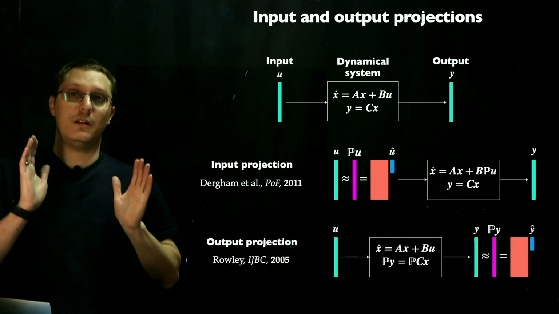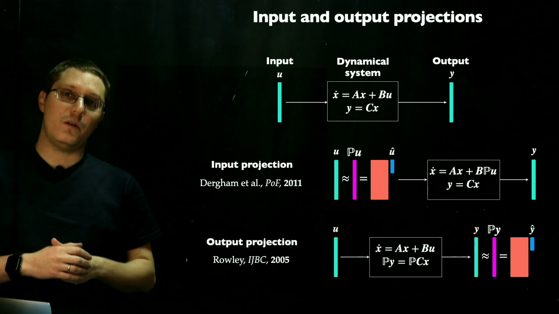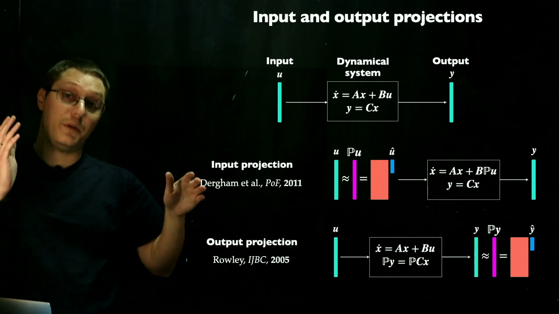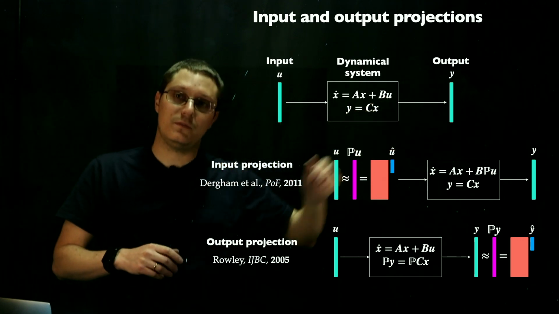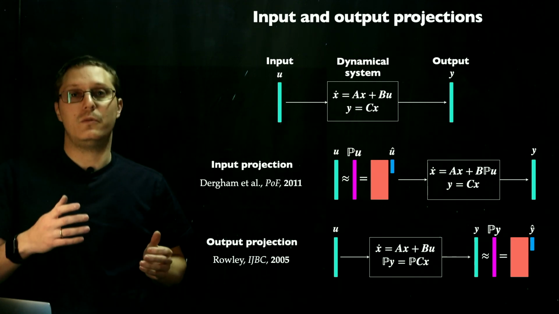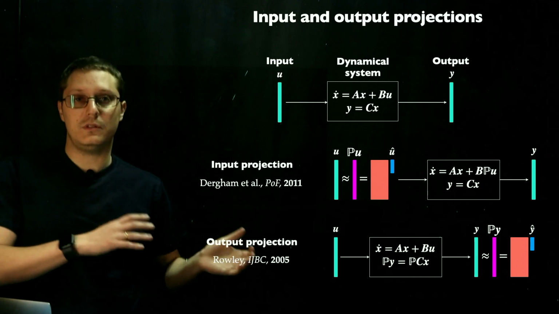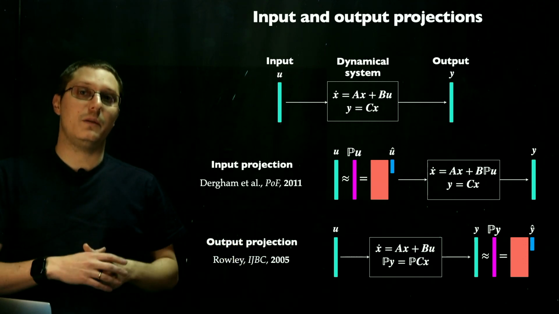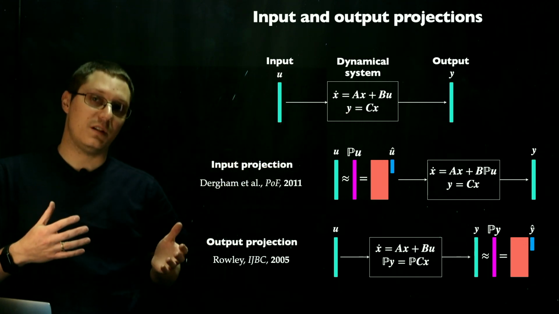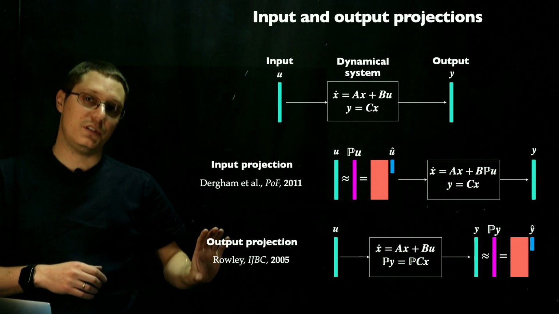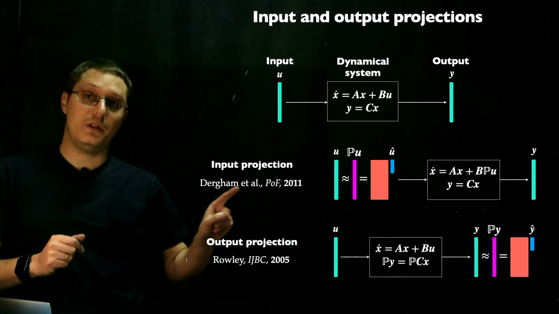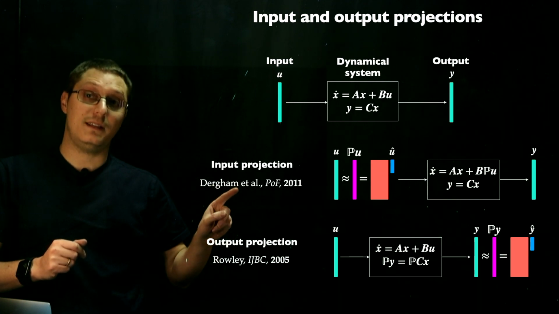Okay, so let's start with input and output projections. And our starting point is a linear dynamical system that has either high dimensional inputs or high dimensional outputs. Okay, and what input and output projections do is reduce the number of inputs or the number of outputs. And the way this is achieved is by projecting these high dimensional inputs or outputs onto lower dimensional subspaces. Okay, so output projection was developed first in the work of Rowley. Dergham, Sipp, and Robinet formalized this idea of input projection later.